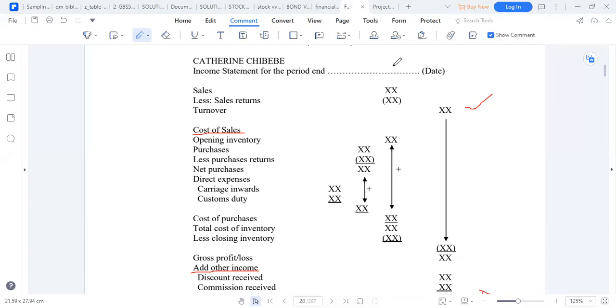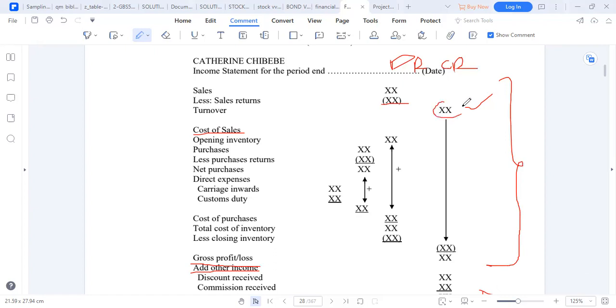So we have the debit side and the credit side. Okay. And this is just a working column. So we start with our sales, less sales returns. The figure that we get there is our sales turnover. So the first column of the income statement is called our trading account. The job is to produce what we call the gross profit.